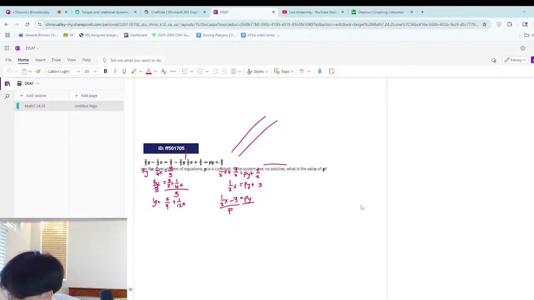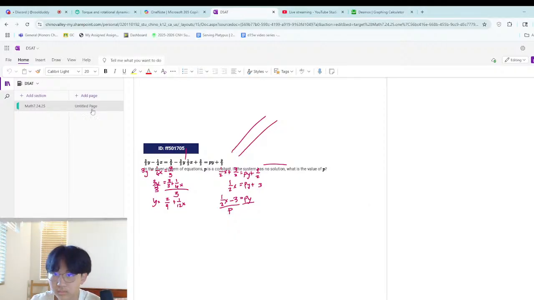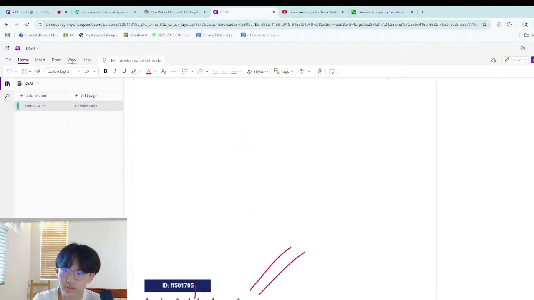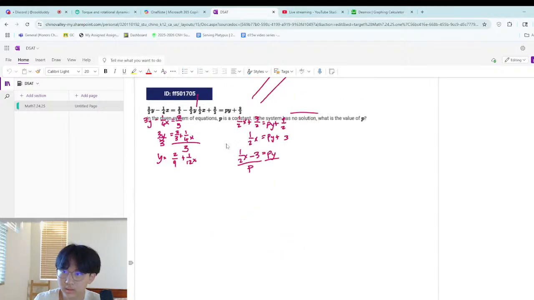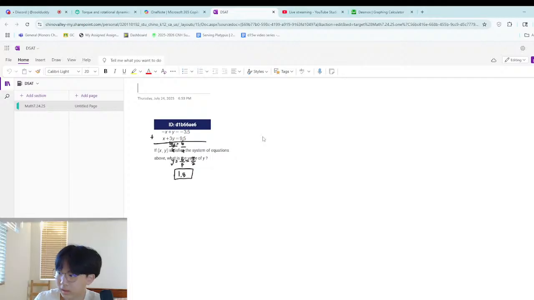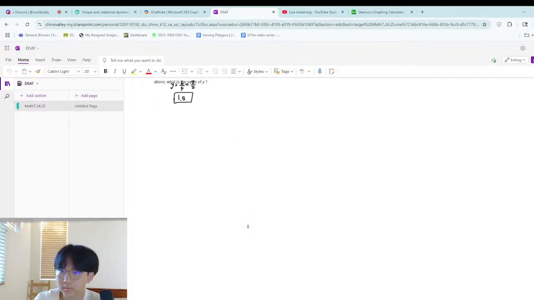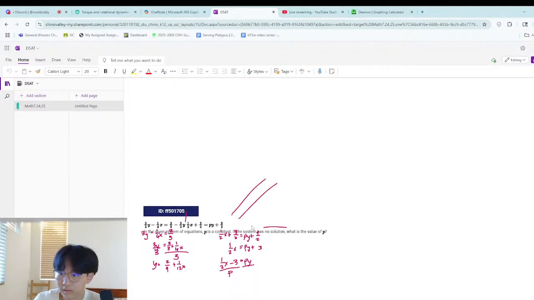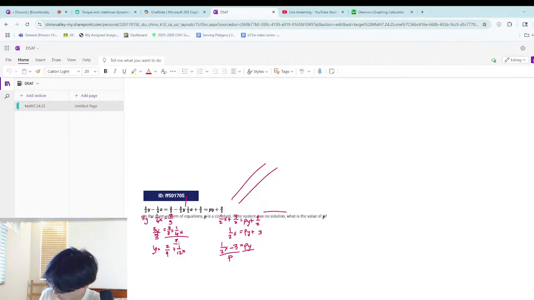Dylan, can you help us check our answer here? Let me zoom in for y'all just so you can see. For those at home, that answer is 6. Is the answer 6? Yep.